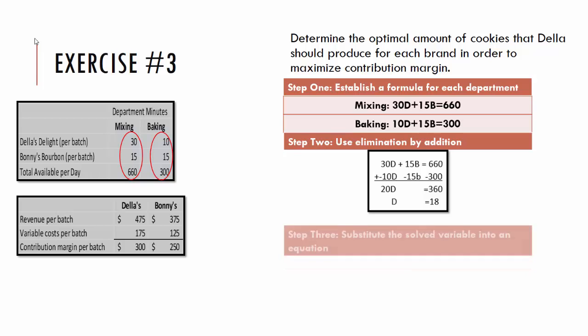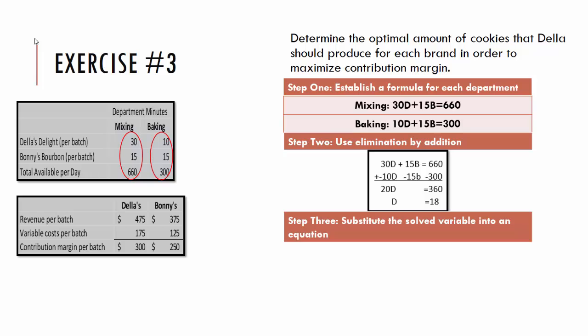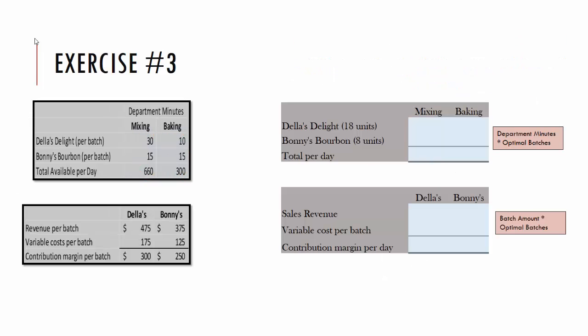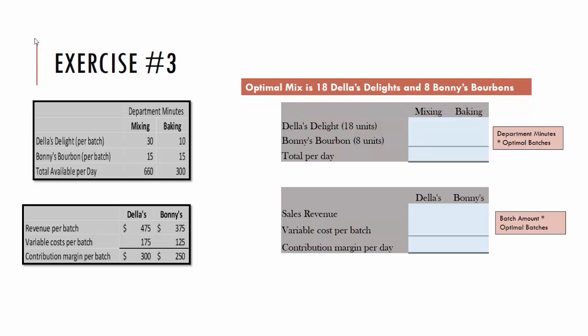Well, let's take that first variable we solve for and let's sub it into the other equation, or one of the equations, to solve for the other variable. And I used the equation for the baking department. See, we know that D now is 18 because we just solved for it. So 10D plus 15B equals 300. We substitute 18 in for D, and we come up with B equals 8. So using this elimination by addition, we came up with D equals 18, B equals 8. And that is our optimal mix. Our optimal mix is to make 18 batches of Della's Delights and 8 batches of Bonnie's Bourbons.